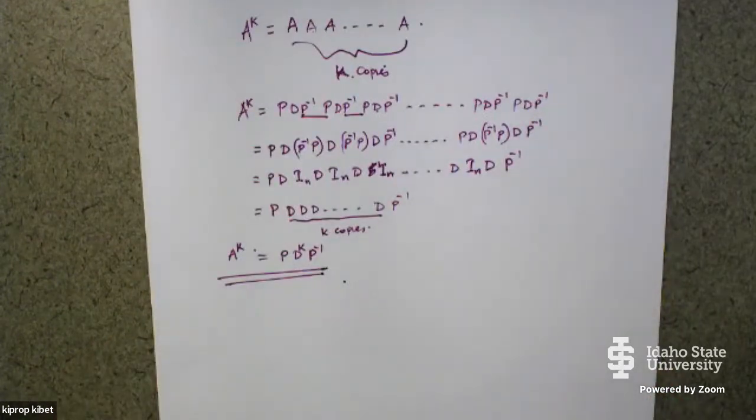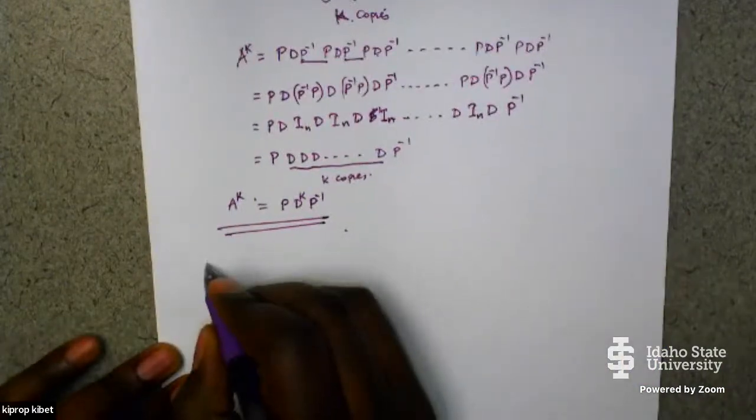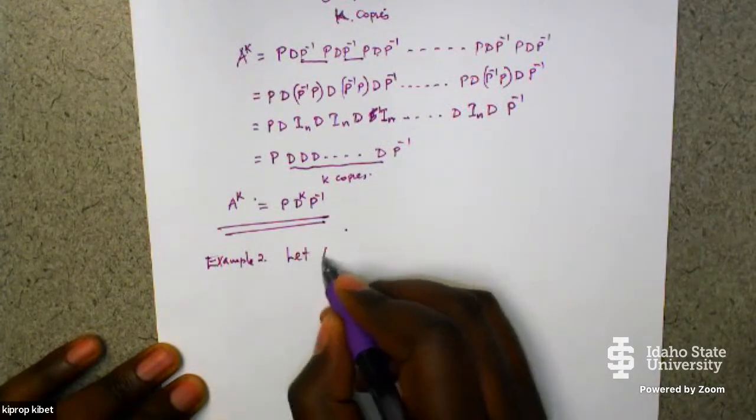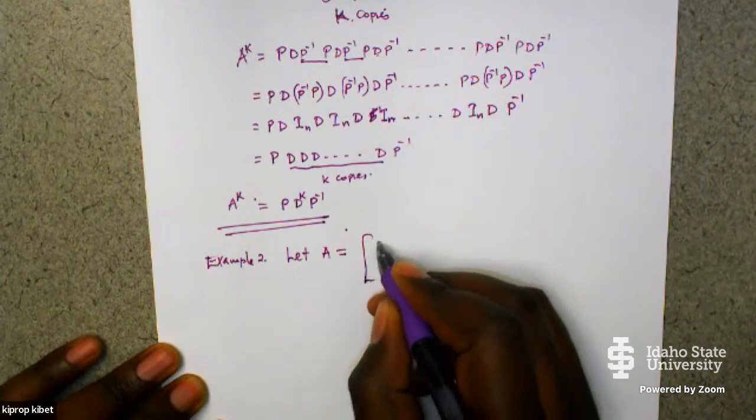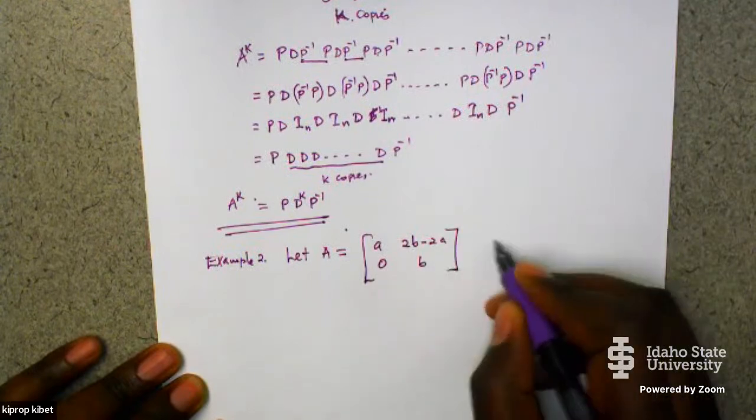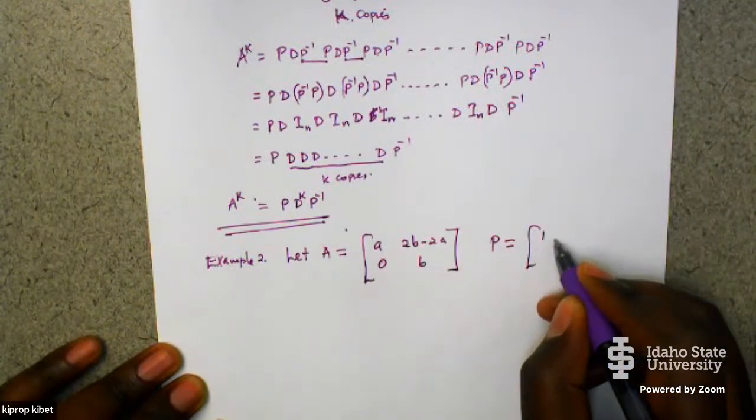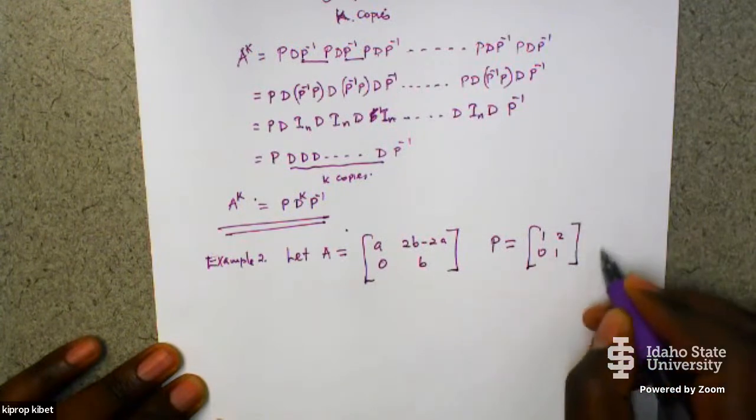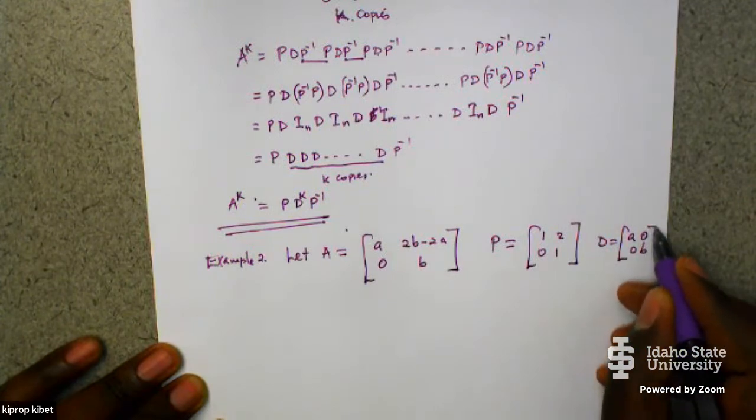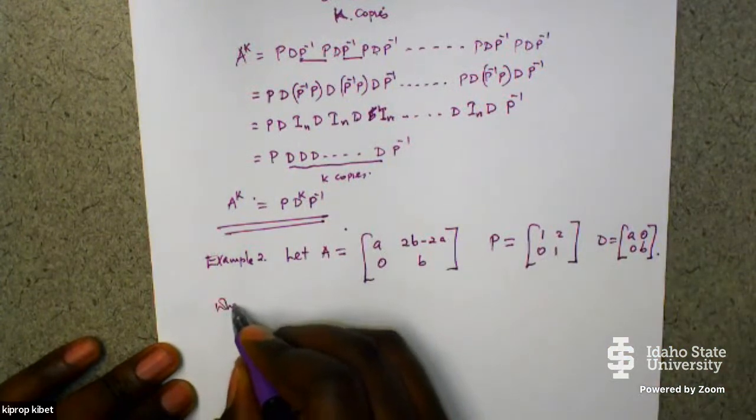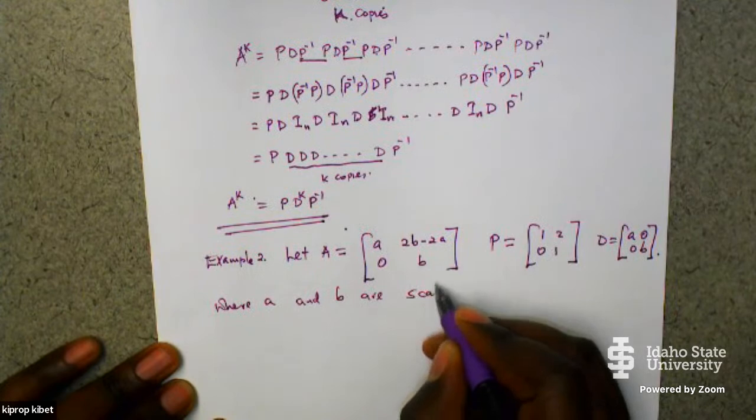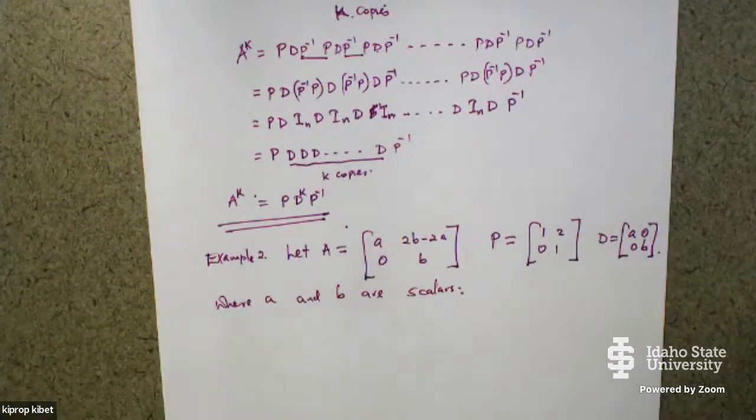Okay, let's look at example number 2. Example 2. Let A equal the matrix a, 2b minus 2a, then 0 and b, and P equals 1, 2, 0, and 1. Then D equals a, 0, 0, and b, where a and b are scalars.